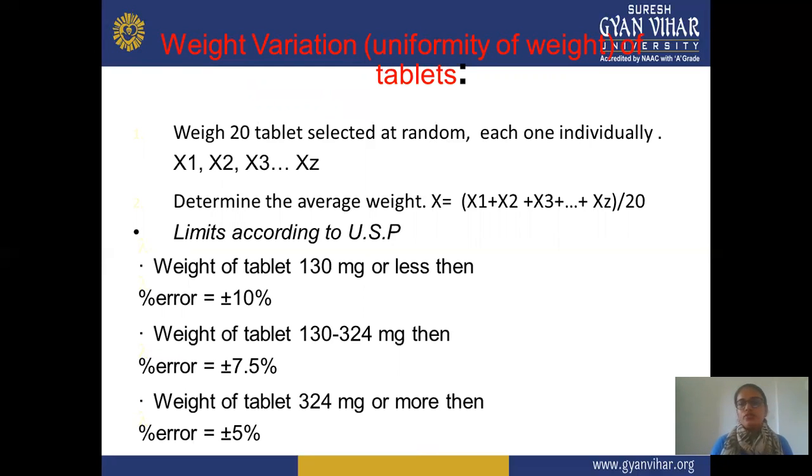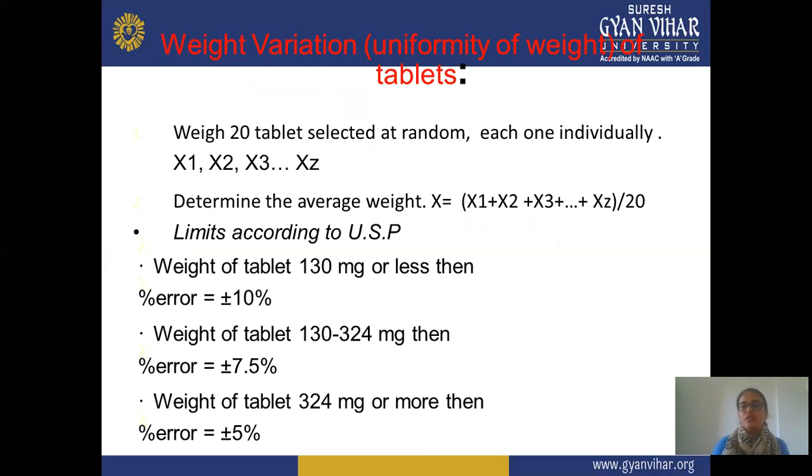Next is the weight variation and uniformity of weight test. In this, you check the total or average weight of your tablet, meaning whether all are in the required range or required weight or not. In this, weigh 20 tablets selected at random, each one individually: x1, x2, x3, and so on. Means you take at least 20 tablets and weigh each individually.